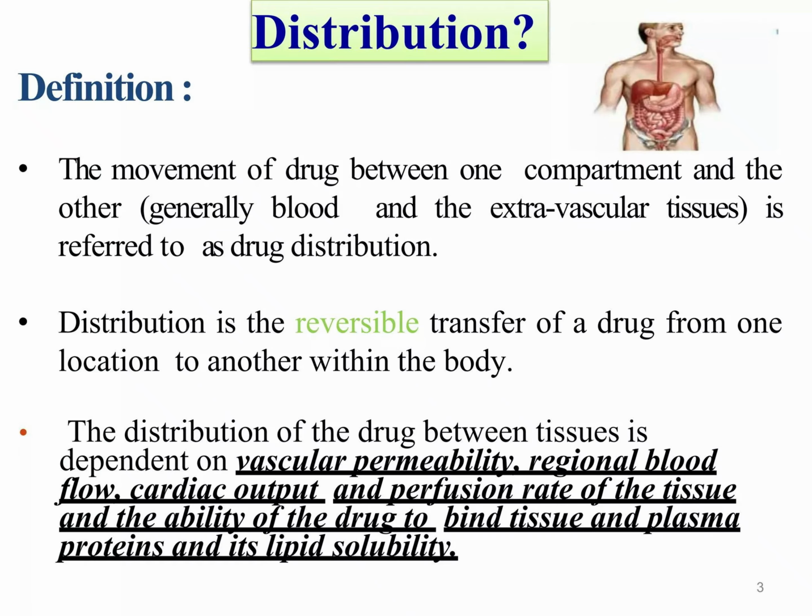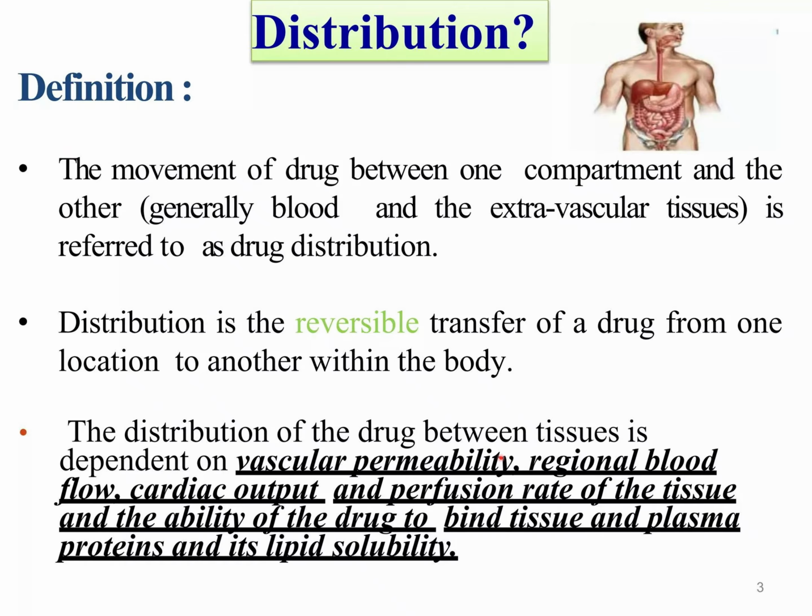So what is distribution? It is the movement of drug between one compartment and the other. Distribution is the reversible transfer of a drug from one location to another within the body. So it is a reversible transfer. But if we see, elimination is irreversible, but distribution is reversible.